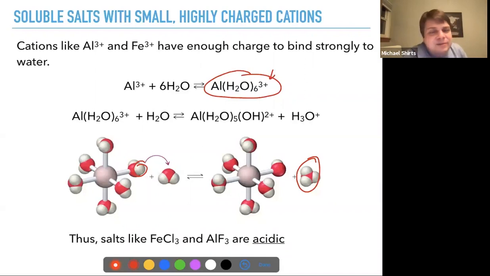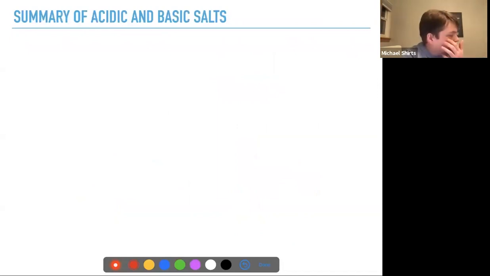How do you calculate the pH? We're not going to, that's a little too complicated to get into here. The reaction equilibria are a little more complicated, but you can know that those salts are going to be acidic. So here's our summary of acidic and basic salts.